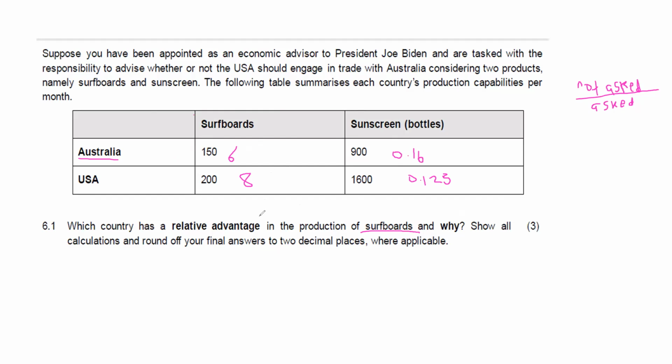And then show all your calculations. Oh, we didn't show our calculation, so you're just going to say 900 divided by 150, then equals 6, and then also 1,600 divided by 200, which is, I mean you're going to get 8. So we are done with this one as well.